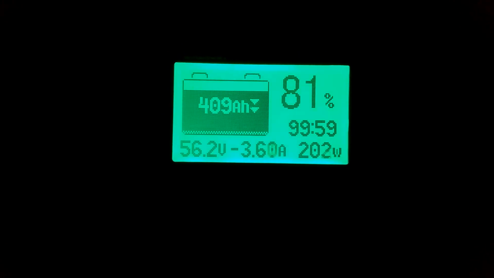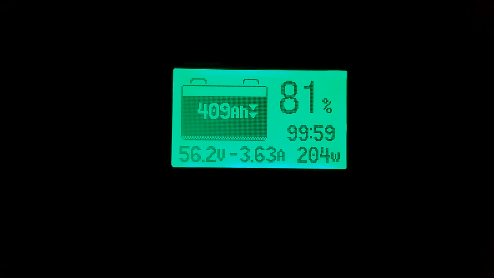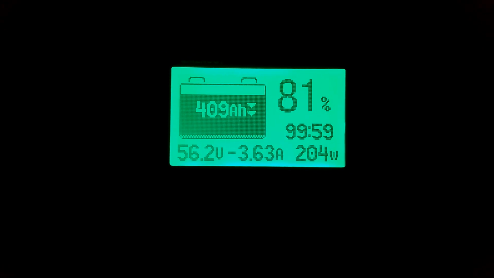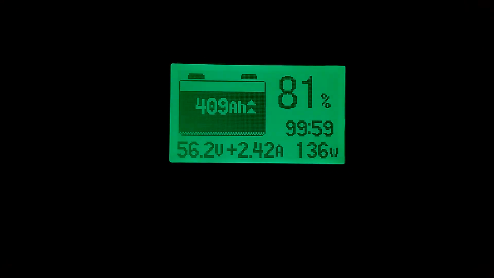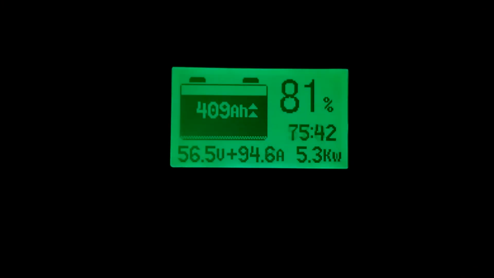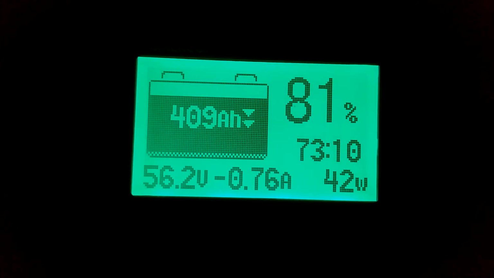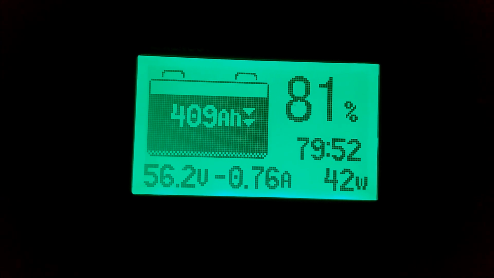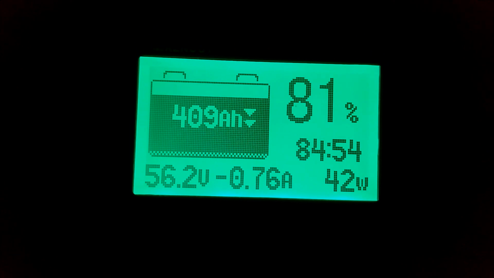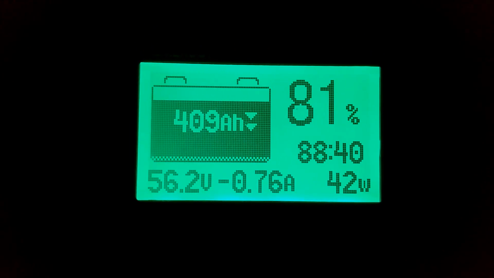Alright guys, oh man, it went down to 50 watts. Hold up, let me go shut this off. The charger is coming on. Let me go shut this power, the main breaker, off. Hold on a second. Alright guys, they're in standby mode, and in standby mode we're only using 42 watts.